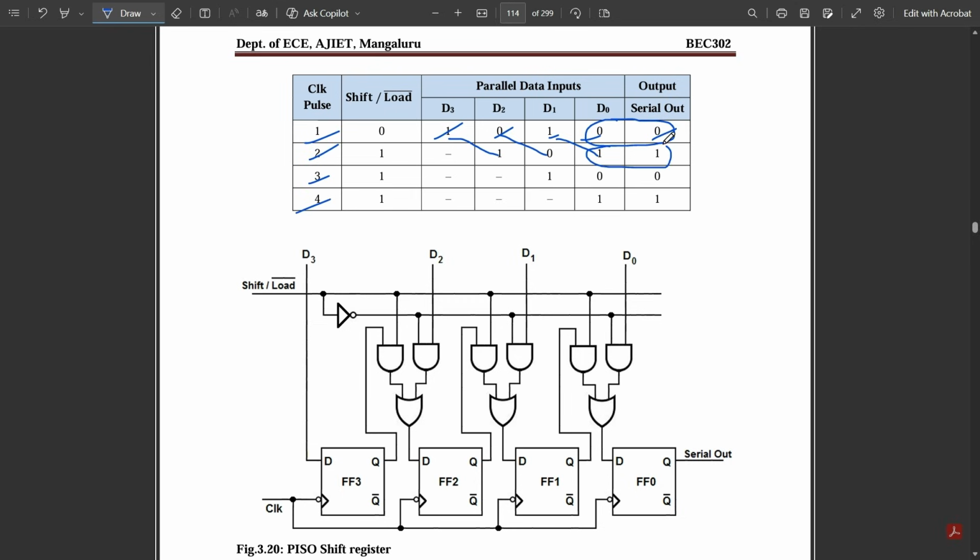The new value of output is 1. Similarly, in the next shift, this 1 would be coming here, this 0 would be coming here, and the new value of output is now 0. Finally, this 1 would be coming here, and the new value of output is 1. So that's why this is the serial out data generated for a parallel in, serial out shift register.